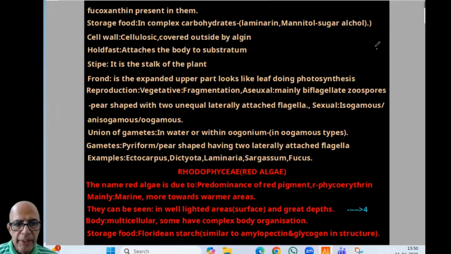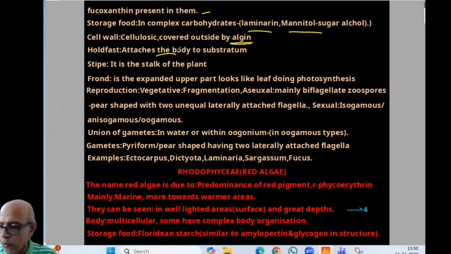Fucoxanthin is present, and based on it, variation can be seen. Now, storage food is in complex carbohydrates like laminarin and mannitol. Mannitol is a sugar alcohol, a previous question. The cell wall is cellulosic, covered outside by algin. Important: the holdfast attaches the body to the substratum in brown algae.